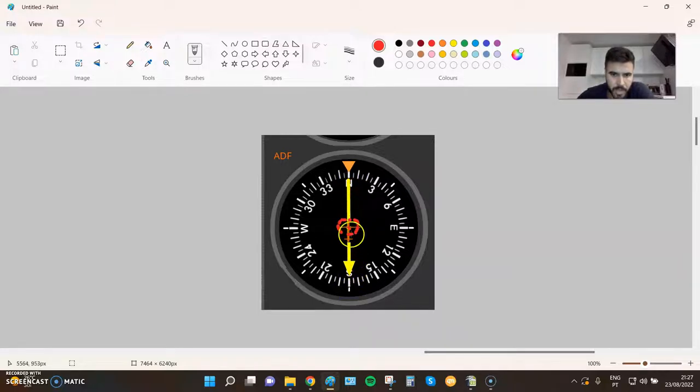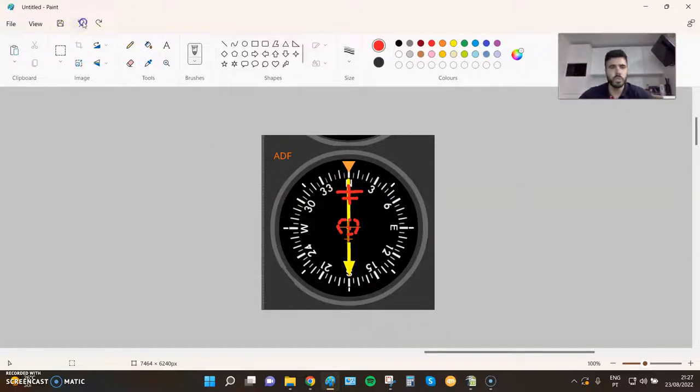The ADF is telling me the station is behind my position. Since I'm going this way, going north, 360, this is my heading, I must be an aircraft approximately here, right? Because I cannot be an aircraft here, because this aircraft doesn't have the station behind, it has the station ahead. So I cannot be the second aircraft. I have to be this aircraft here.